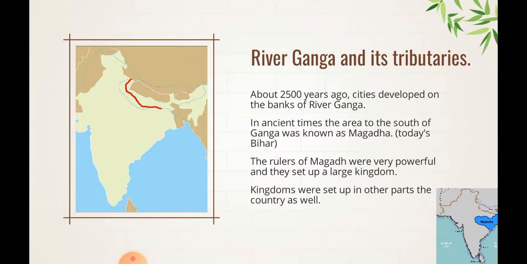In ancient times, the area to the south of River Ganga was known as Magadh, that is today's Bihar. The rulers of Magadh were very powerful, so they set up a large kingdom. Kingdoms were set up in other parts of the country as well. So I hope children, you are now clear with the areas where people lived in the past.